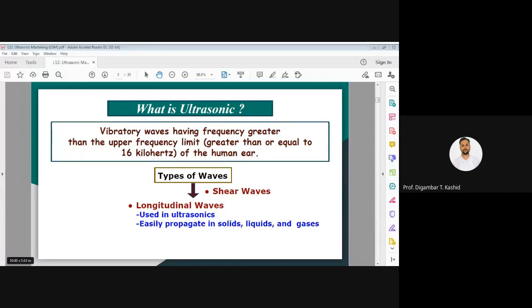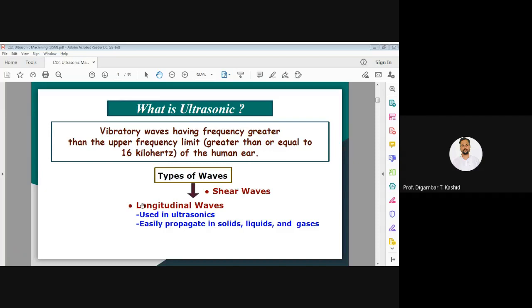Now again, 16 kilohertz means what? 16,000 cycles per second. Simply we know that. Now this is ultrasonic. In that again, we have different types of waves. There are basically two types of waves. You can see here also there are two types of waves. One of them is known as longitudinal waves, which I have written in red color, and the other is known as shear waves.